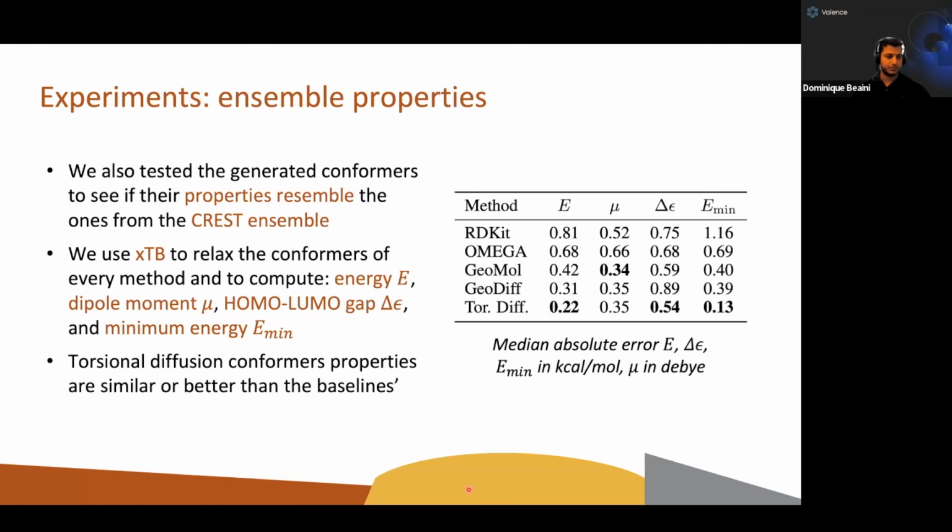And the last two questions. So you train using RDKit as a supervised signal. How do you explain the difference in performance?